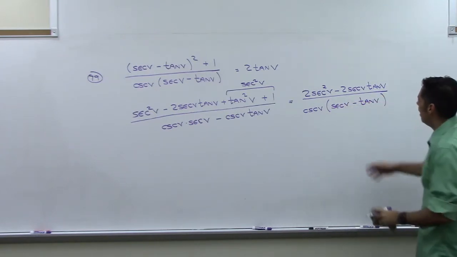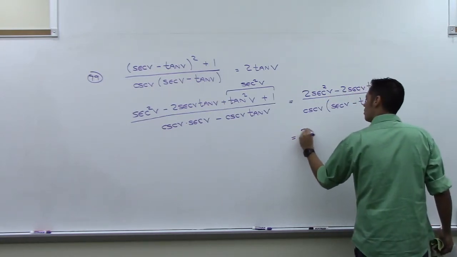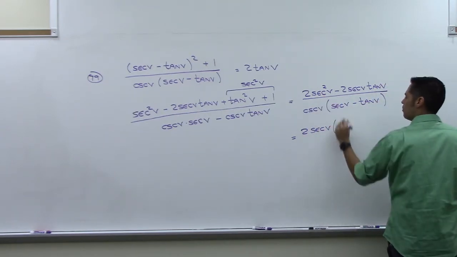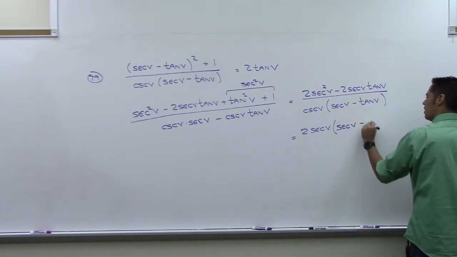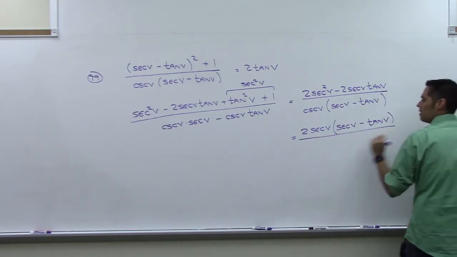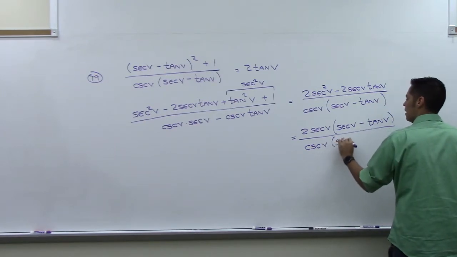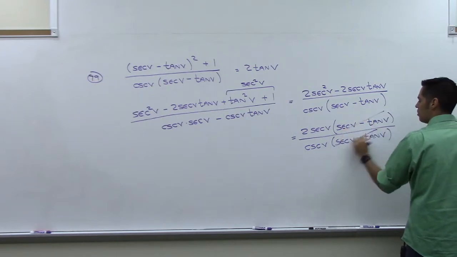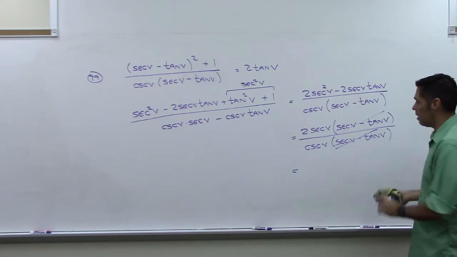The reason I pulled it back out is because I can see up top I can pull out a 2 secant v. I pull 2 secant v out of the top. I'll be left with a secant v here minus, and then here I'll just be left with the tangent v. And that's what I was hoping to happen. This is cosecant v, and then I have secant v minus tangent v on the bottom. Perfect cancellation.